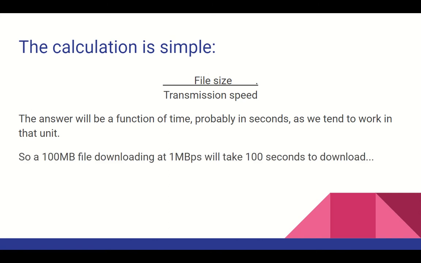So just thinking about it, if I can download a 100 megabyte file at 1, now that big B there is a byte, so if I'm downloading a 100 megabyte file at 1 megabyte per second, it will take 100 divided by 1 equals 100 seconds to download. Very, very simple calculation. If I was to change that 1 megabyte per second, change that big B for a little b to 1 megabit per second, it will take 8 times longer. It will take 8 minutes. But we'll come to that.